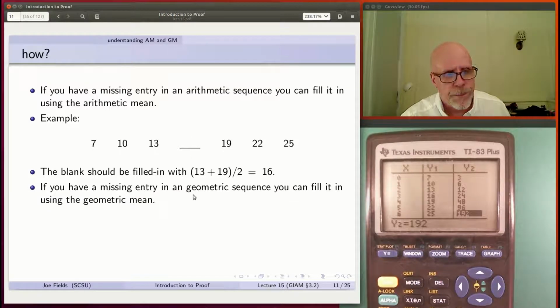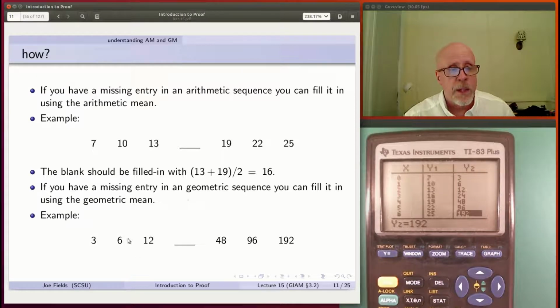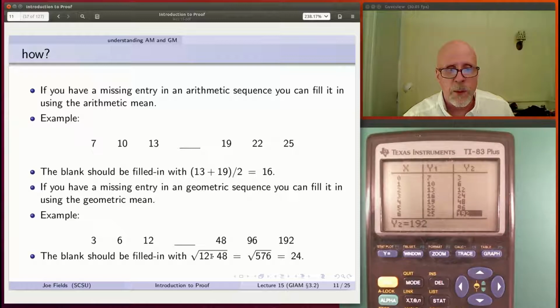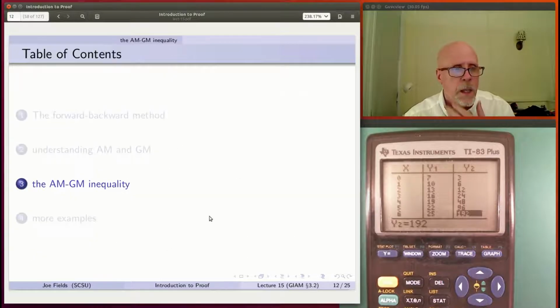Here's the same idea applied with a geometric sequence. Well, it's the same one again. I guess I thought this out in advance. So we know that 24 is the missing entry, right? But that's just so you have confidence that this actually works. The blank should be filled in with the geometric mean of the surrounding terms, the 12 and the 48. So we multiply those numbers and put them under a square root. And I just did this with a calculator. Square root of 576 turns out to be 24, which is what we thought.